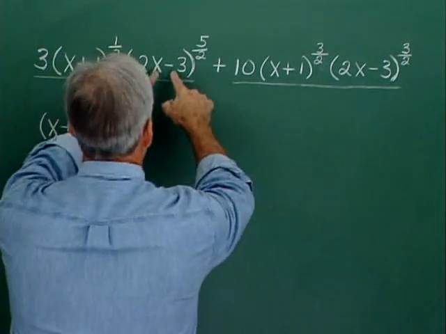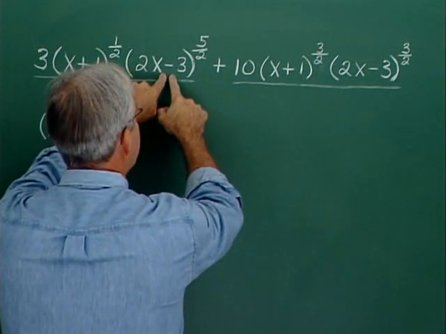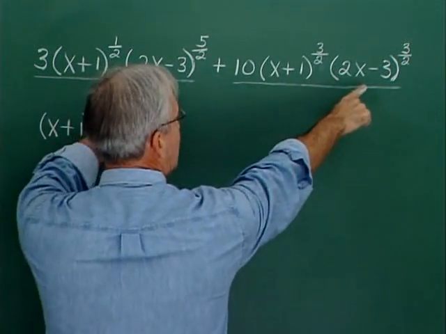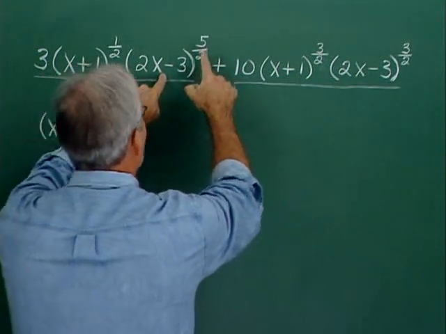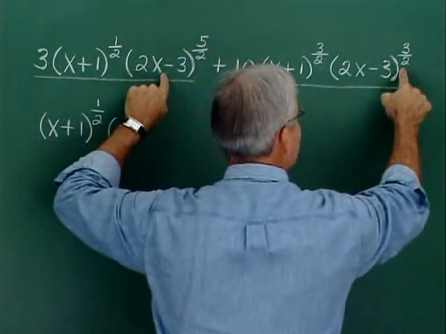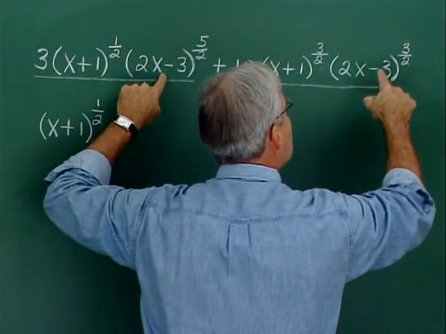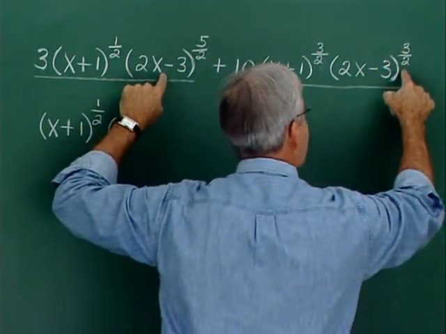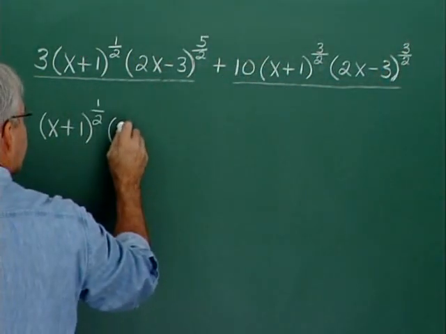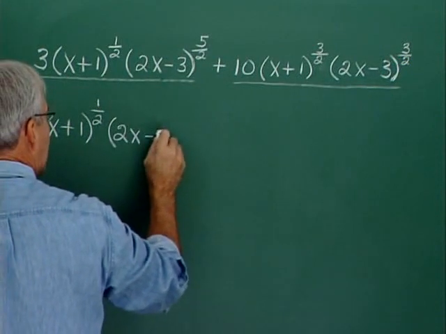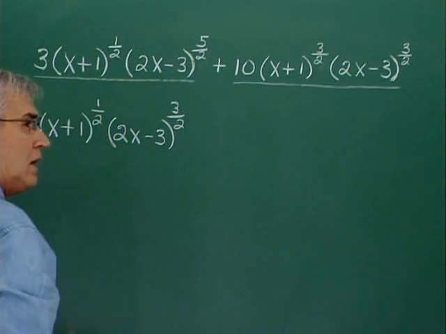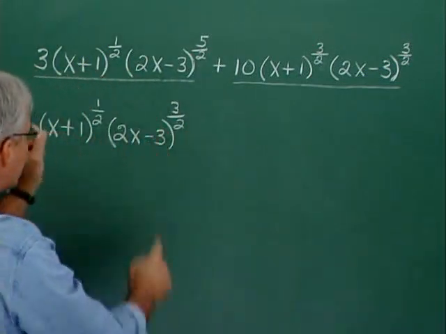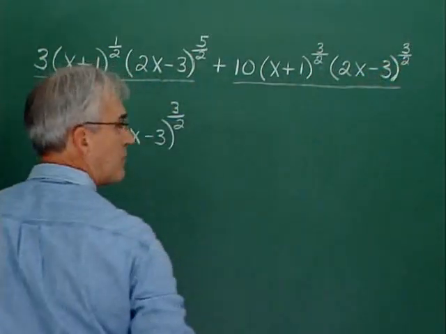All right, here we have 2x minus 3 as the base. 2x minus 3 is the base over here. We have 5/2, which is 2.5. Up here, we have 3/2, which is 1.5 over here. Let's take out the 3/2. All right, so we have 2x minus 3 to the 3/2. So we're just snagging this business out of all of this expression.